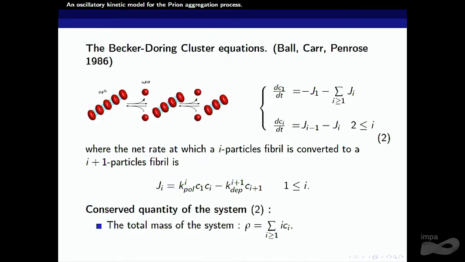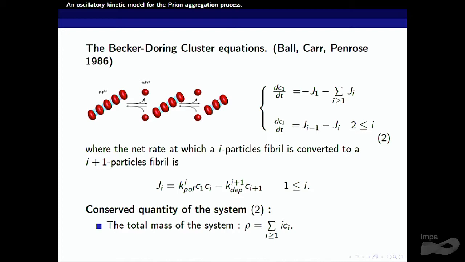Then let's go back to our problem. So our problem is like an elegation problem. It means we want to find a polymerization, depolymerization system which oscillates. The polymerization and depolymerization system was well synthesized in the Becker-Döring cluster equations.